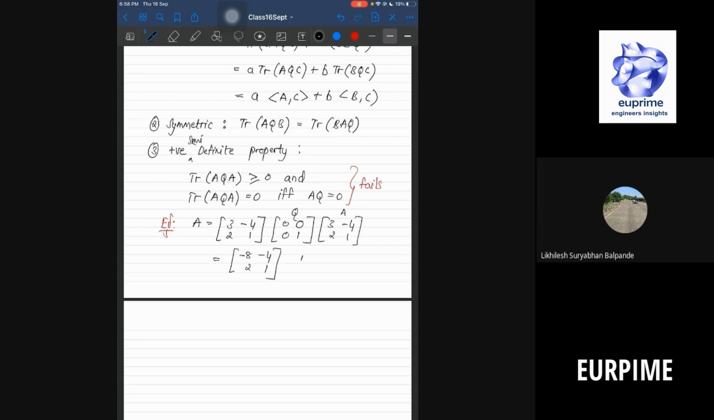Here trace of AQA is equal to -1, which is less than 0. So hence this property fails, and thus trace of AQB doesn't form an inner product.